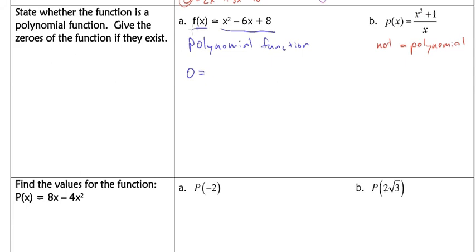So we set y, or set f of x, the output, equal to 0, and factor this out. What multiplies to give us positive 8, but adds to give us negative 6? So we've got x minus 4 and x minus 2, which means that x is going to be equal to 4 and 2. We found our roots.